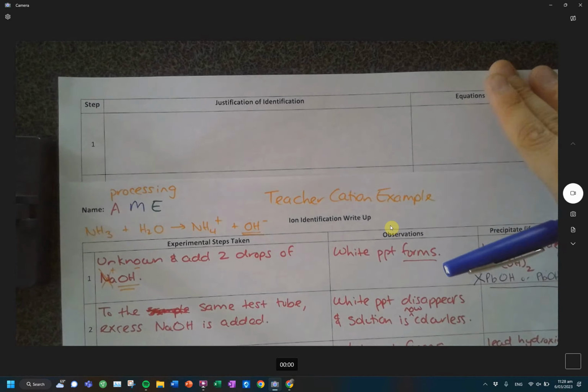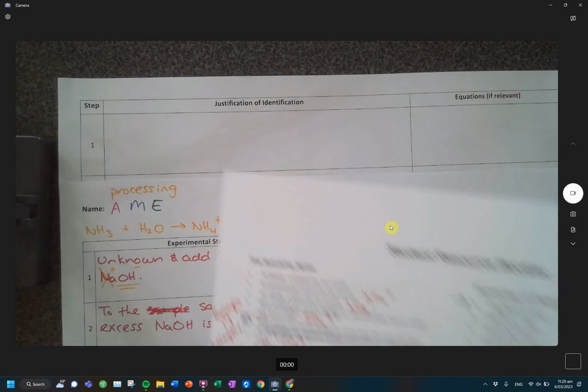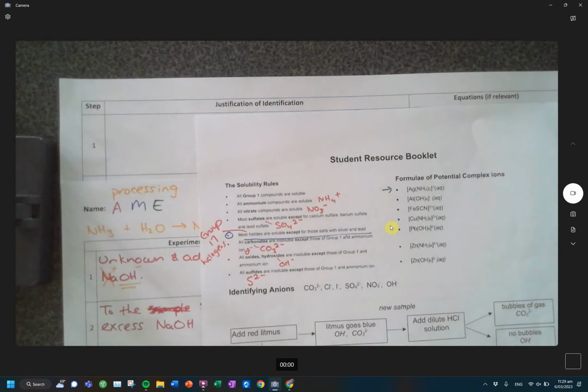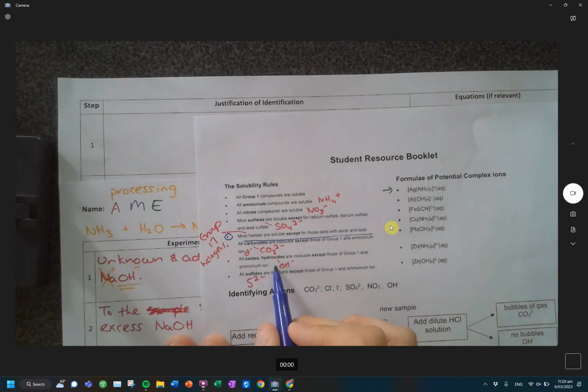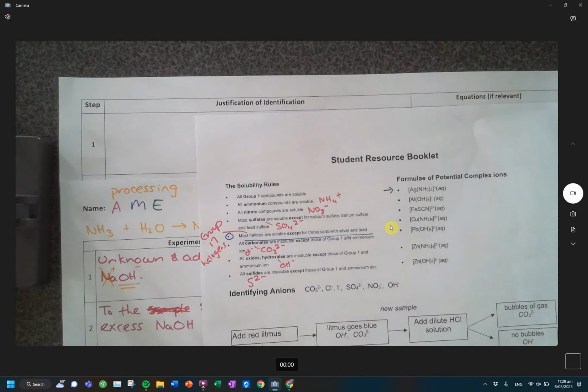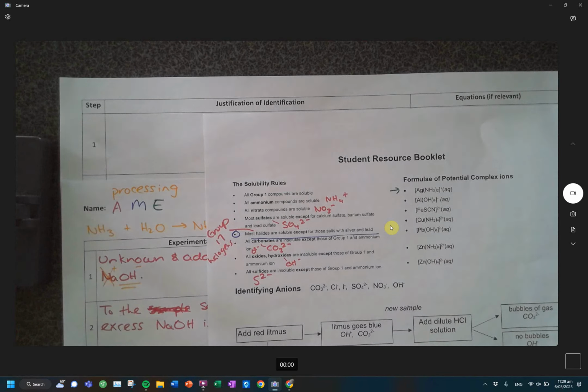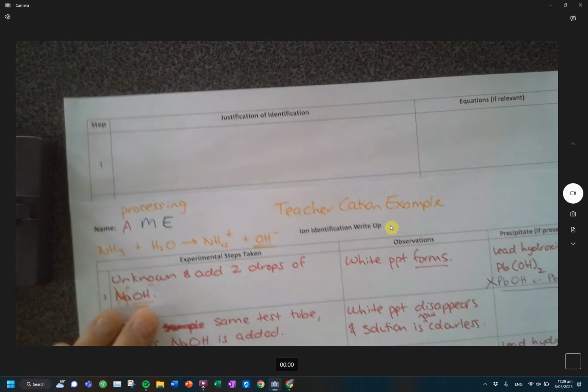So step by step, let's look at what we've done stepwise and then use that for my justification. First off, I notice a white precipitate forms, and I've added hydroxides. If I'm looking at my solubility rules, I know that all hydroxides are insoluble. So I'm not surprised that I got a white precipitate, with the exception of those in group 1 and ammonia. That tells me I can rule out anything from group 1 and I can also rule out ammonia as well. So that's what I'll use in my justification.